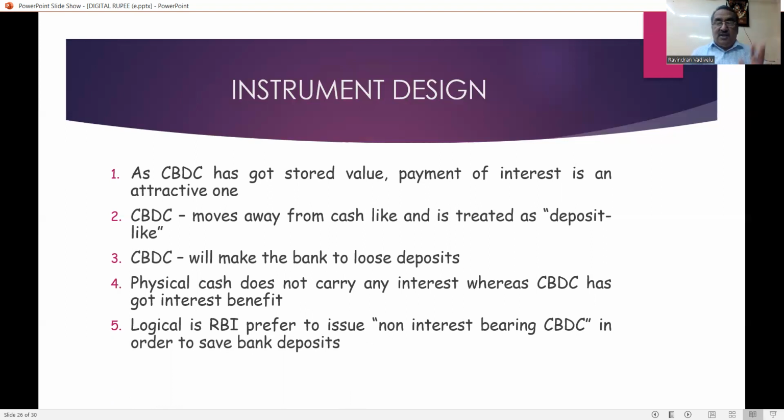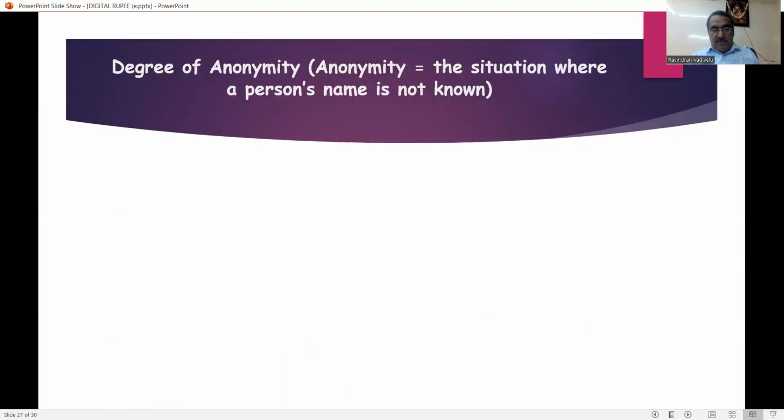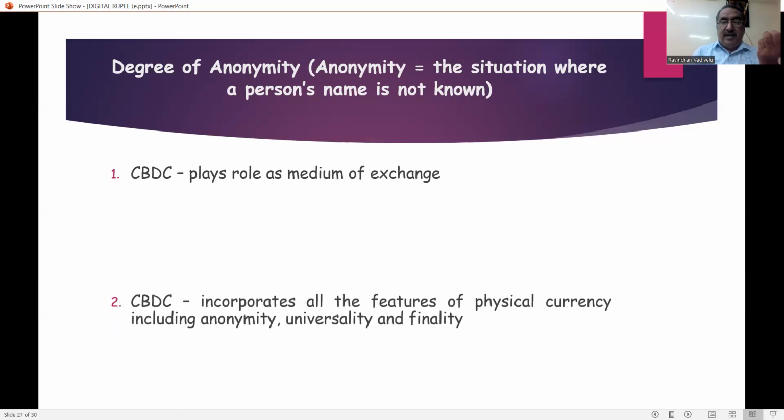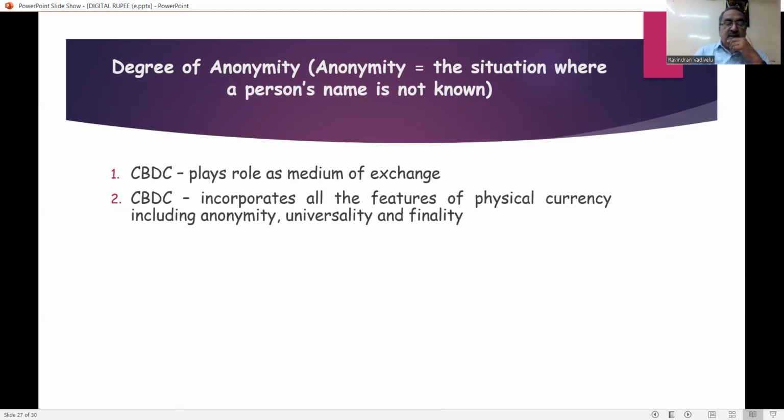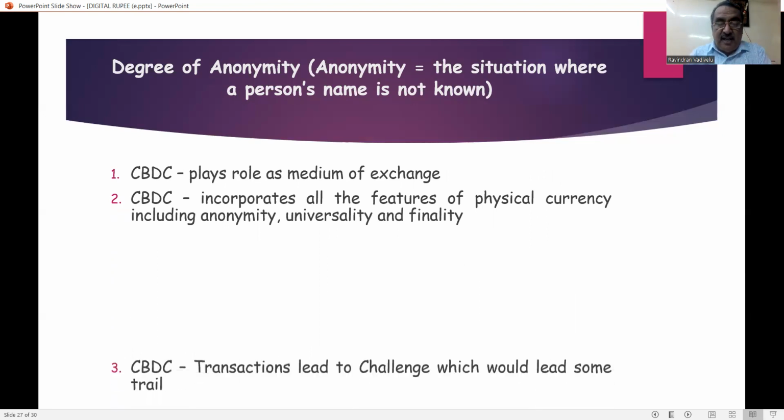So if you want, you can use the digital rupee concept, but slowly they will definitely move everyone to come to the digital rupee. Now, degree of anonymity, that is the situation where a person has no anonymity, that means you are not known. Here, CBDC plays the role of a medium of exchange, a medium of exchange for buying goods. You can use it. It incorporates all the features of physical currency, including anonymity, universality, and finality.